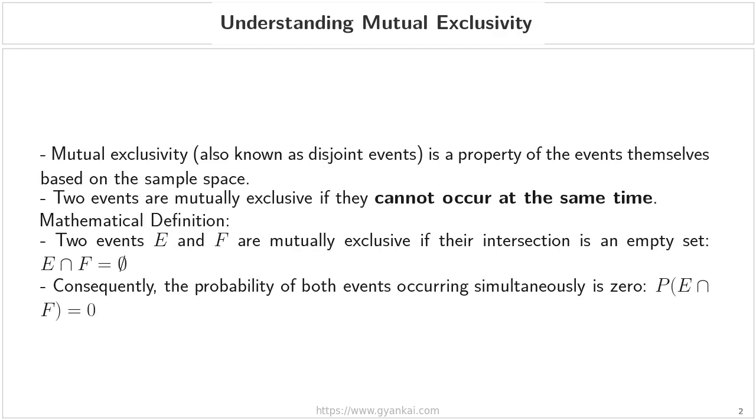Let's look at the mathematical definition to be precise. If we have two events, let's call them E and F, they are mutually exclusive if their intersection is an empty set. In notation, that is E intersection F equals the empty set symbol. Because there is no overlap between them, it follows logically that the probability of both events occurring simultaneously is exactly 0. In other words, P of E intersection F equals 0.